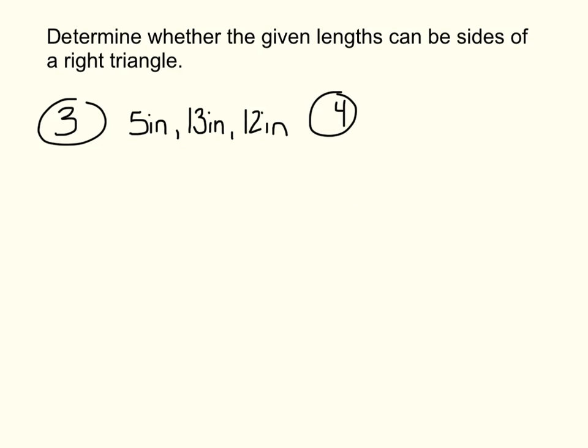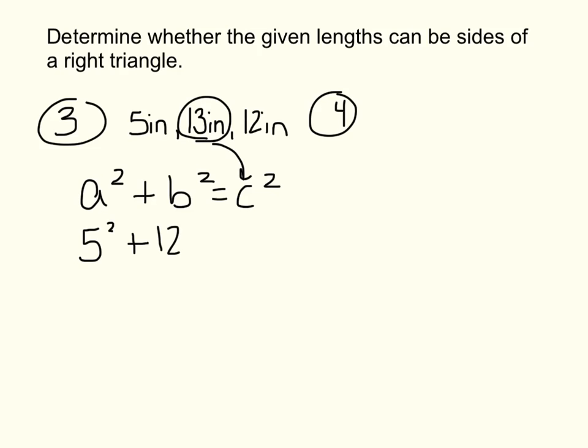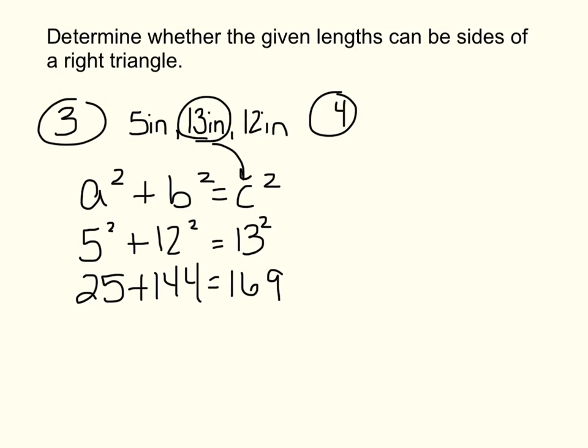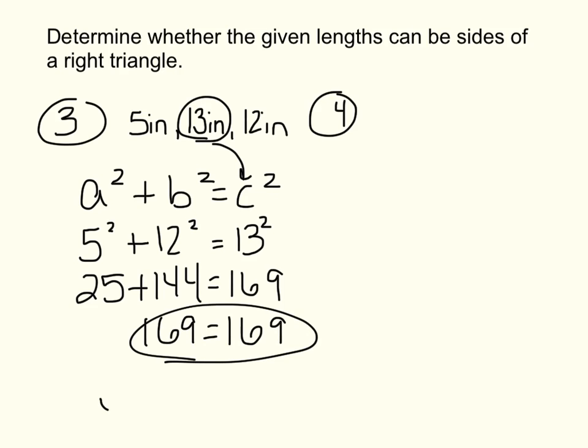So example number 3. Determine whether the given lengths can be sides of a right triangle. So on number 3, 5 inches, 13 inches, and 12 inches. Are these the sides of a right triangle? So we have to plug them in. A squared plus b squared equals c squared. Now make sure the biggest side always gets plugged in for c. So we can do 5 squared plus 12 squared equals 13 squared. 25 plus 144 equals 169. That gives me 169 equals 169. That is true. So yes, this is a right triangle.